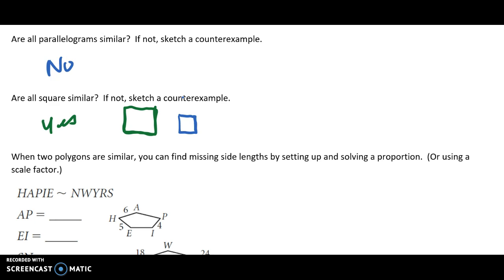And then because a square has all congruent sides, so let's say this square has length x and this square has length y, no matter who I choose in this figure and write it as a ratio over the other, I'm always going to get the ratio x to y. So yes, squares are all similar to each other.